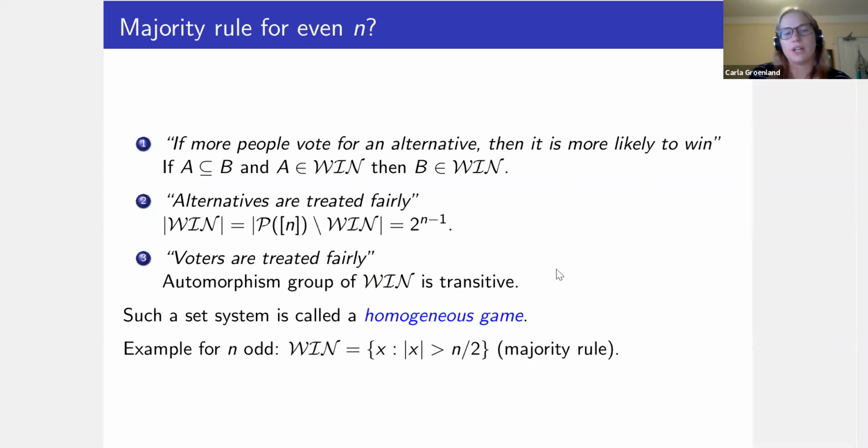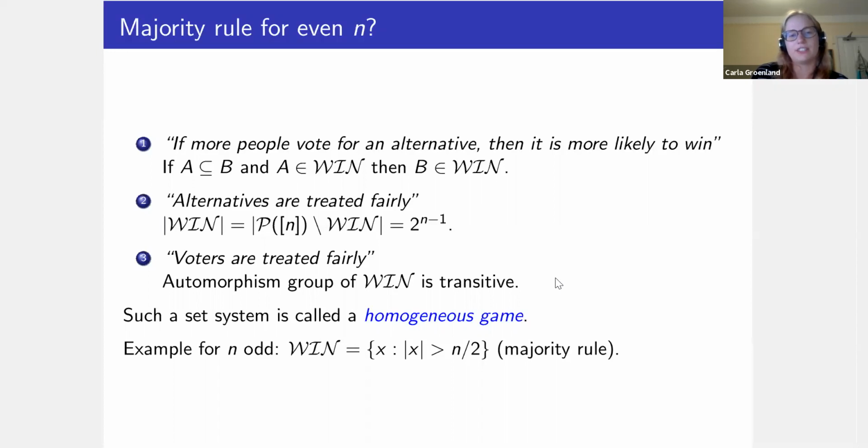And for n odd, we can actually find such a homogeneous game. Namely, we can take all sets of size strictly greater than half of the set, and that's also known as the majority rule. So we know that these exist. So now the question is basically, when do these exist for n even?